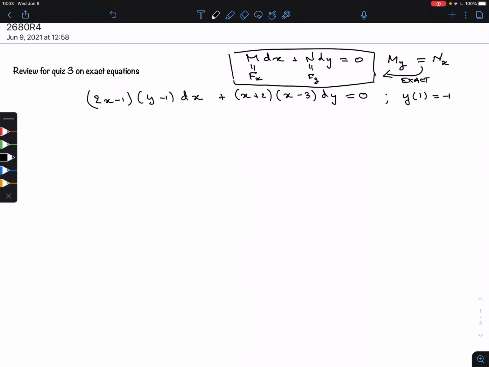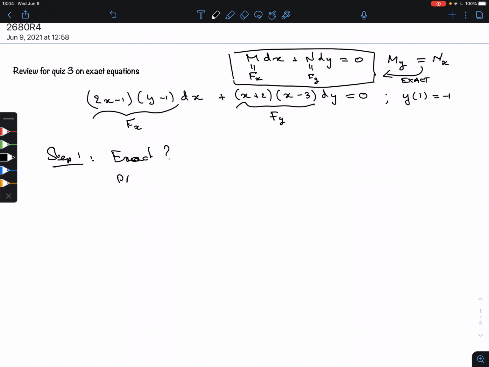So what does this mean in this case? If it's exact, this would be the f_x and this would be the f_y. So the first step is, is it exact? We have to verify this, because otherwise it's not true that there is an f, so that the first one is f_x and the second one is f_y. So what does this mean here?